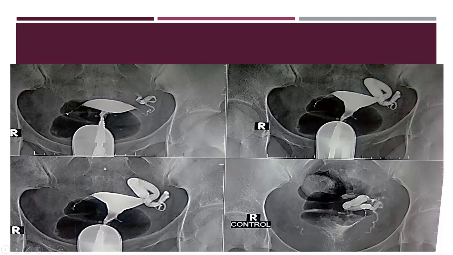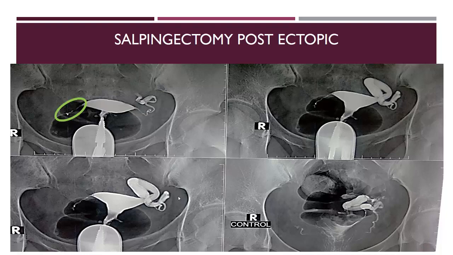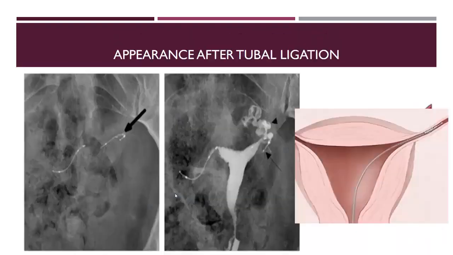Another case. In this case, there is an important finding you have to pick out: this tube is not complete. This is mostly post-ectopic salpingectomy. Only the isthmic part is seen. And here we can see the other tube also shows fimbrial adhesions with consequent hydrosalpinx, mostly due to adhesions due to the ectopic. So this is post-ectopic salpingectomy with hydrosalpinx on the other side.